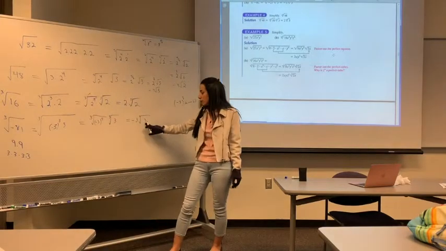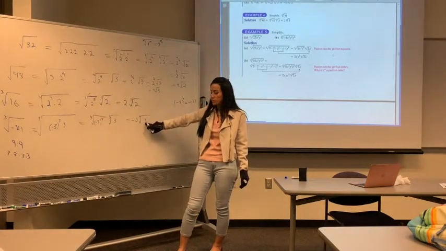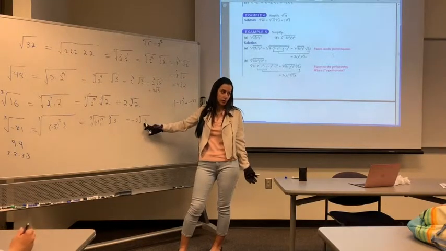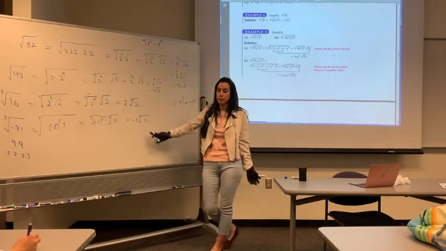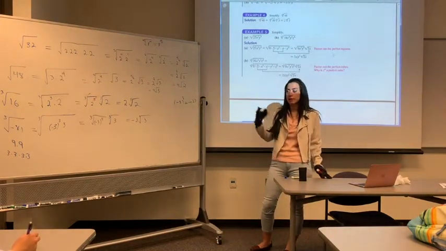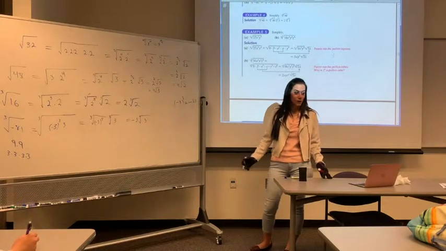But can we have any number multiplied by itself three times to give us 3? No. So we cannot touch it. We cannot bring it out, because there is no number multiplied by itself three times that gives us 3. That's why.